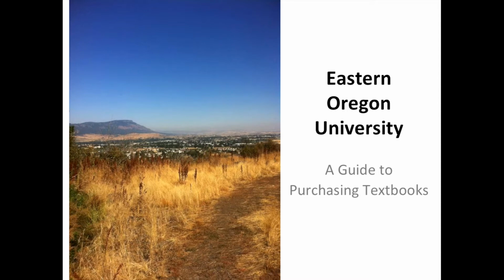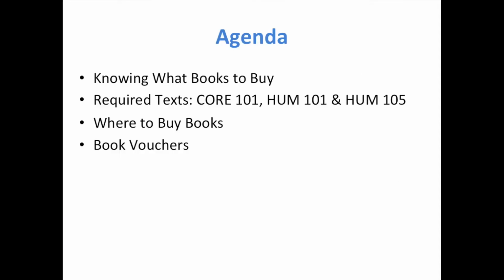One of the most common questions freshmen often have when they start college is where to find the books that they need to have for their classes. This video is a guide to purchasing textbooks for courses at Eastern Oregon University. In this video, we'll discuss knowing what books to buy, as well as common required texts for courses like Core 101, Hume 101, and Hume 105, where to purchase your books, as well as book vouchers.